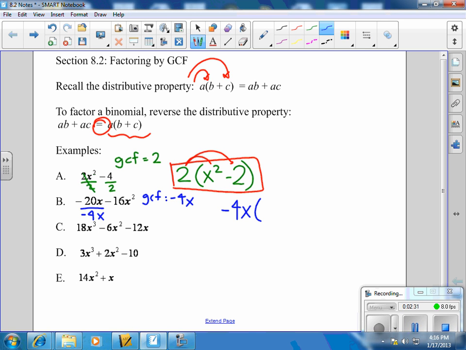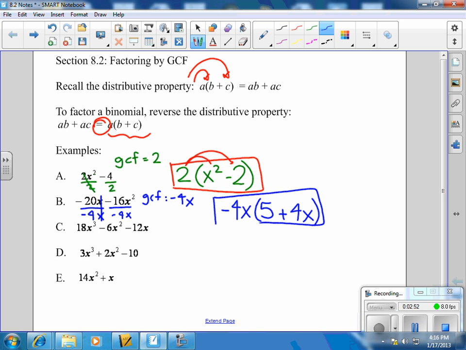So negative 20 divided by negative 4 will give me 5. And then I divided out the x, so I don't need another one of them. And then do the same thing with this negative 16. So negative 16 divided by negative 4 will give me positive 4. And I only took away one x, so we get 4x.